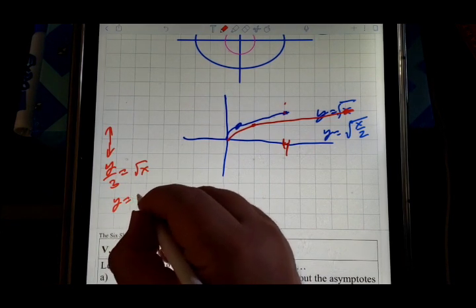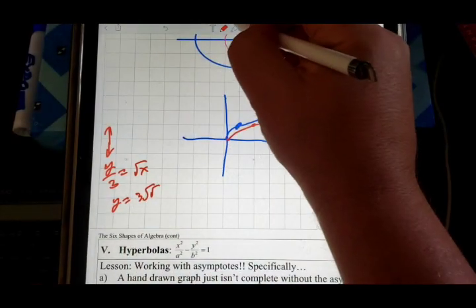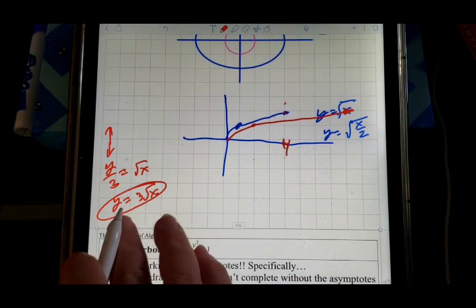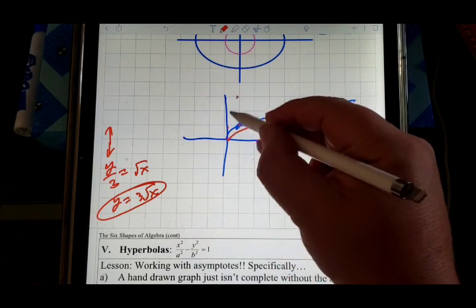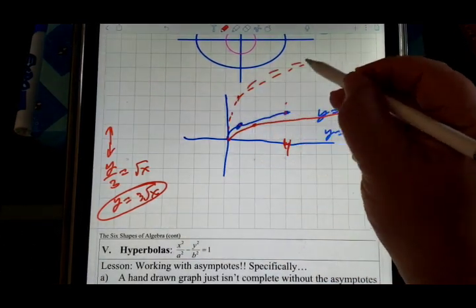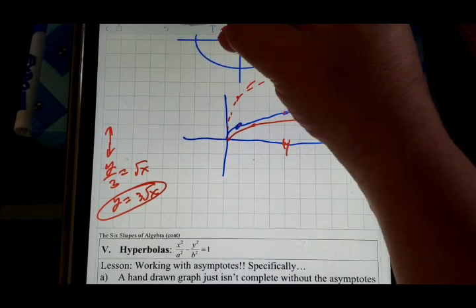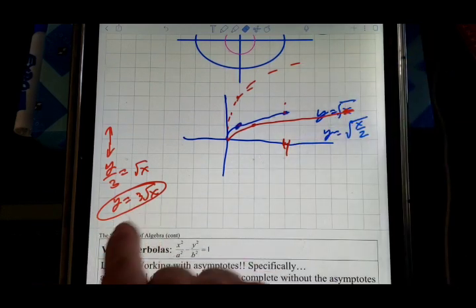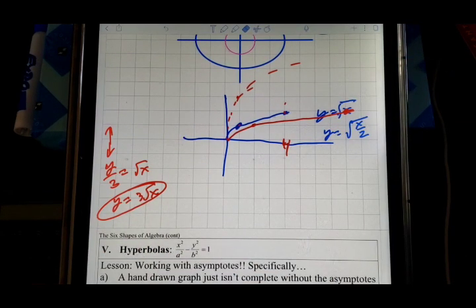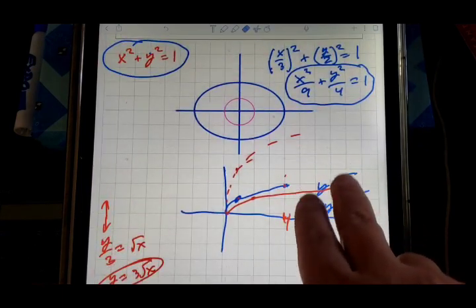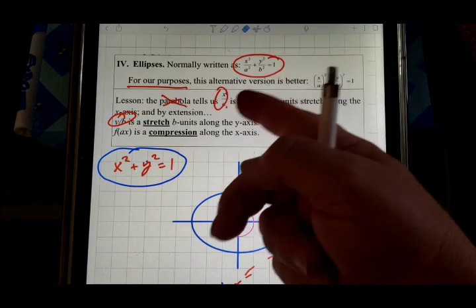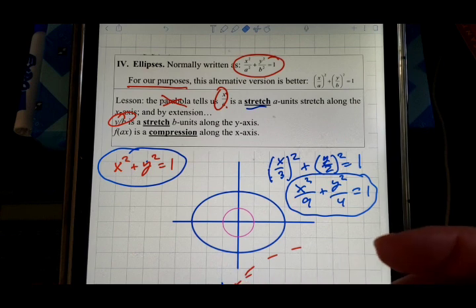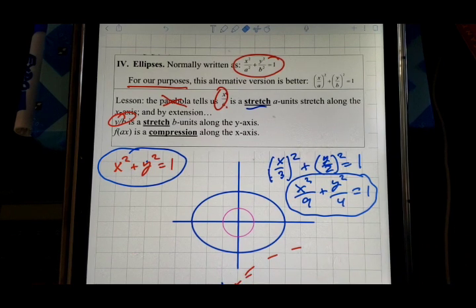How is it given to you? Y is always all by itself. And you have 3 square root of x. So that would be this blue graph stretched. It's 3 times higher than it was before, because it's a stretch along the y-axis. I'm not saying you couldn't know that lesson without learning it from the ellipse, but hey, if the ellipse teaches you that lesson, use that. That's part of fluid and fluent thinking.